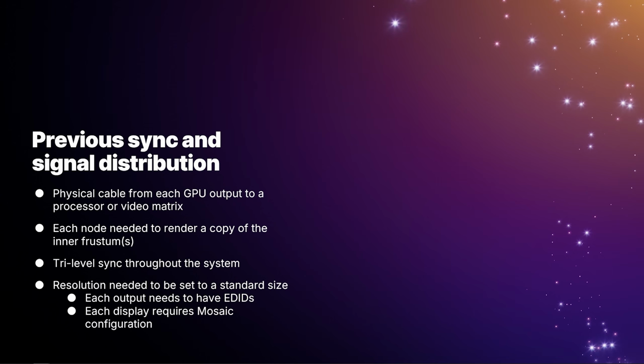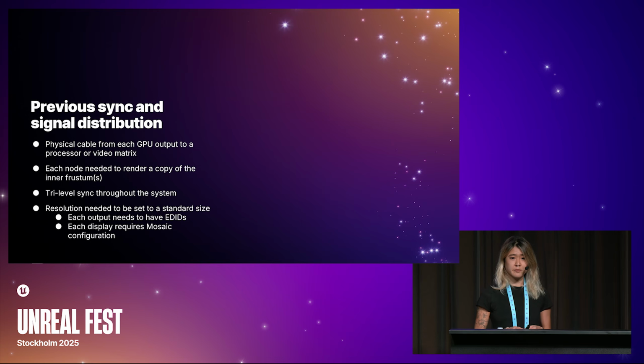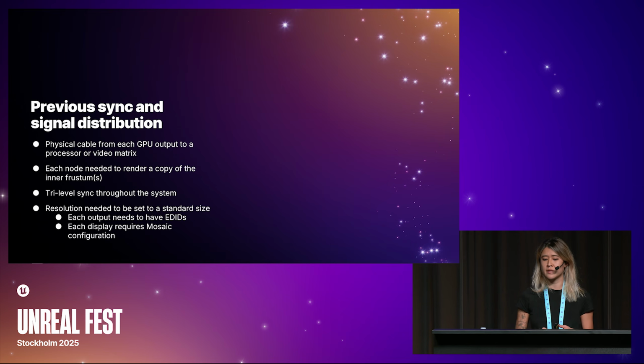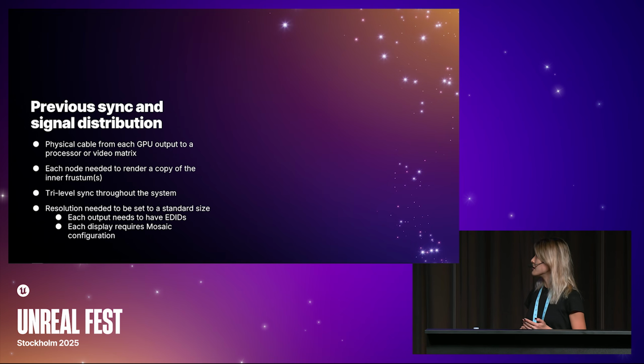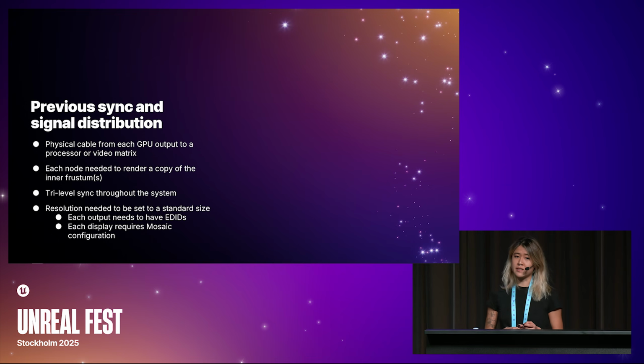So previous sync and signal distribution needed physical cables from each GPU output to the processor or your video matrix. If you're doing a full SMPTE setup, that's no longer the case. It would just be done over the network, and then your processor would need to be able to receive SMPTE 2110 streams as well. We no longer need each node to render a copy of the inner frustum, so in case cost was an issue, you could just not have a second GPU in all of your outer frustum nodes.